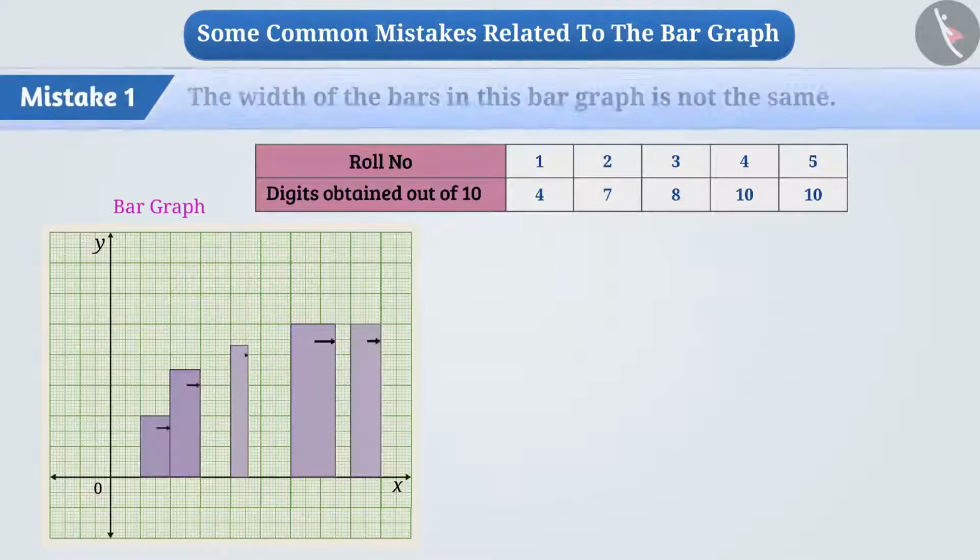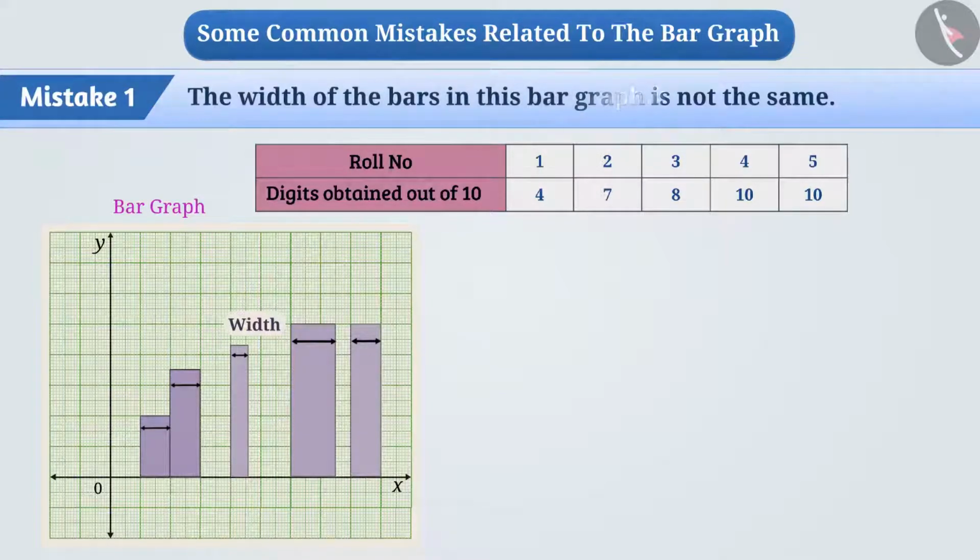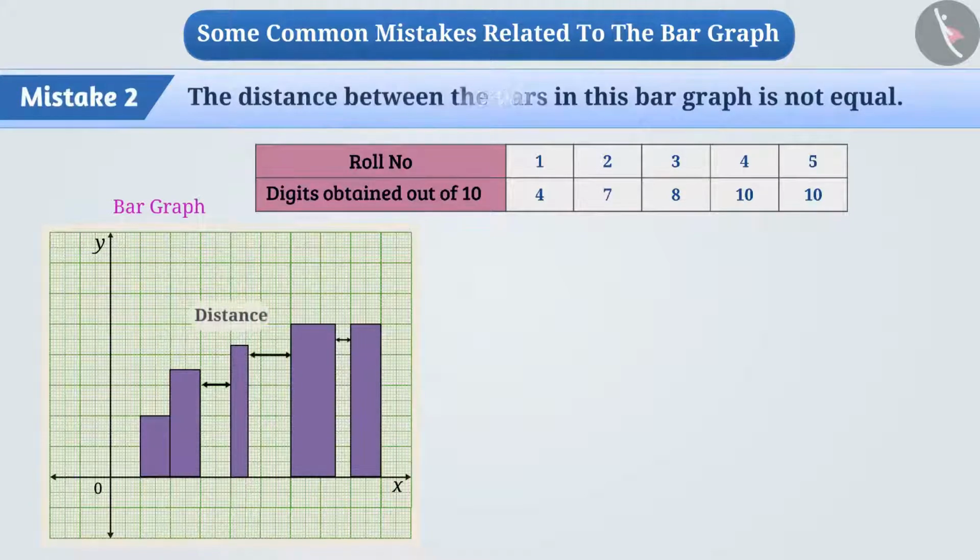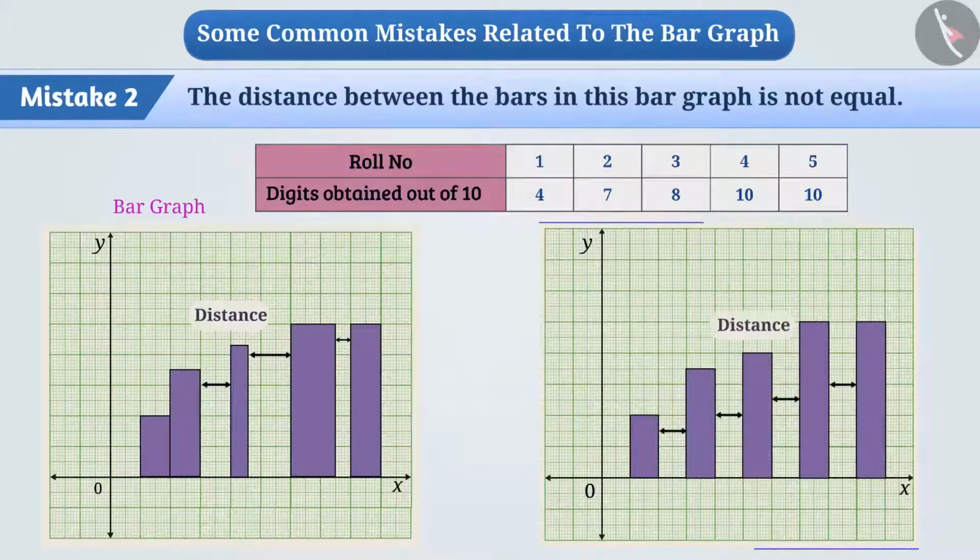Mistake 1. The width of the bars in this bar graph is not the same. Mistake 2. The distance between the bars in the bar graph is not equal. The distance between the bars in the bar graph is always equal.